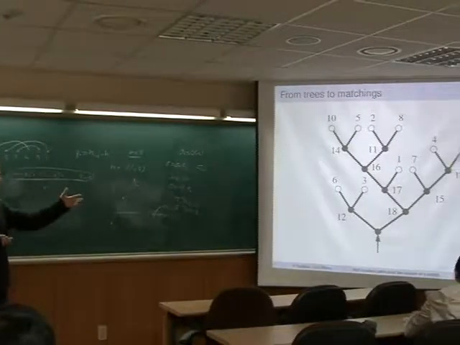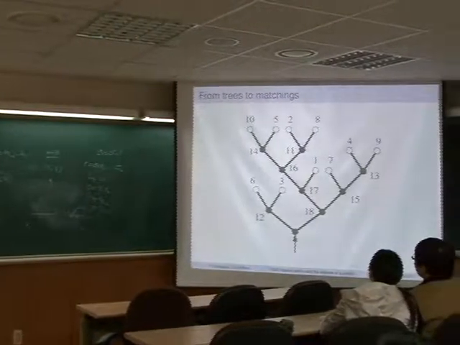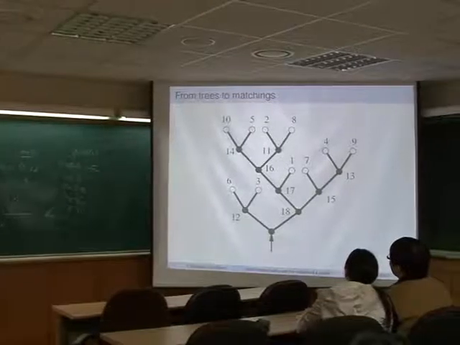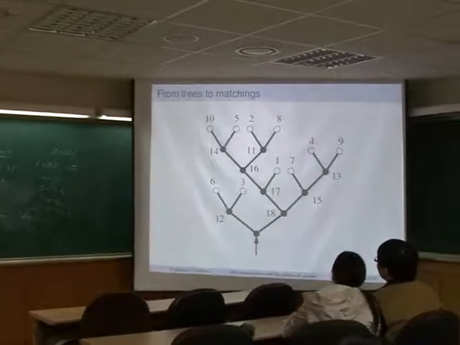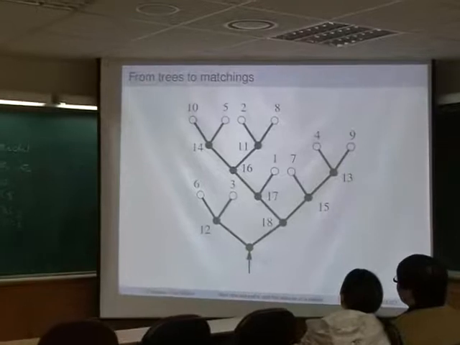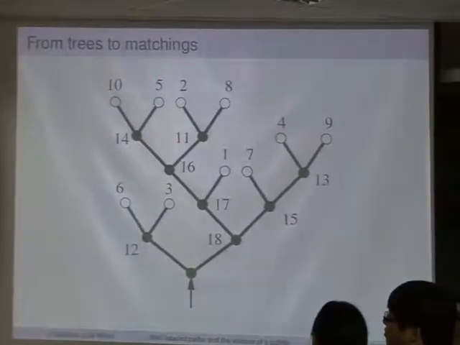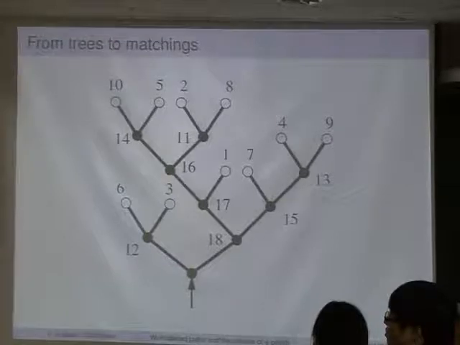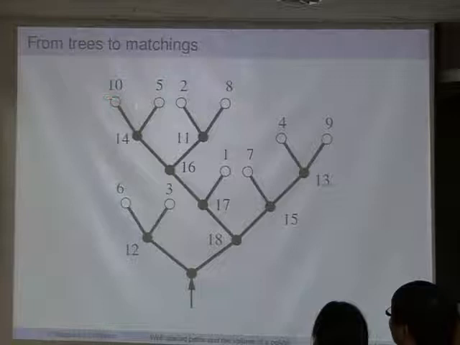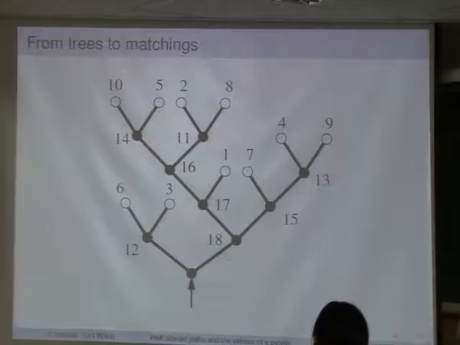But this is nice, but we want a matching. Actually, it's very easy to come out with a matching out of this. You would just put together all labels that correspond to children of the same parent, okay, siblings, if you want. For instance, 5 and 10 are children of 14, so they will go together. Or 2 and 8 are children of this one. 14 and 11 are children of this one.